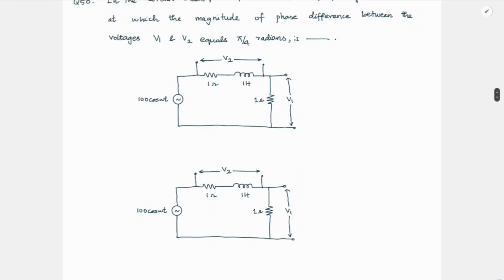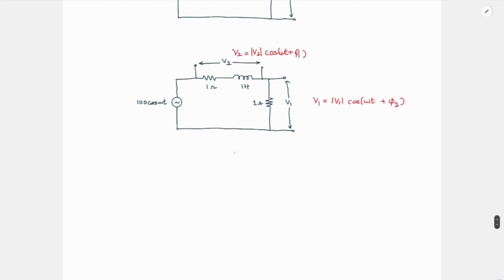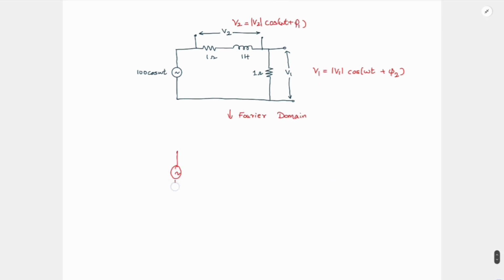omega such that the phase difference between V2 and V1 is pi by 4. So V2 will be something like modulus of V2 cos omega t plus phi 1, and V1 will be some magnitude of V1 cos omega t plus phi 2, right? So if we go to the Fourier domain, so your voltage source, let's say the reference is 100 cos 0. So I'll write cos omega t as a reference.